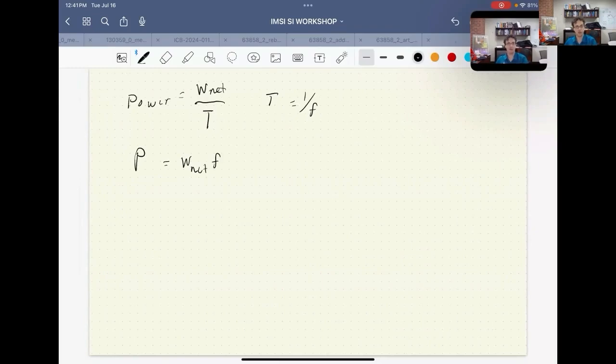And if we do a stress strain curve, then when we're dealing with stress and strain, we'll end up with the power over mass. We'll end up with the mass specific power. Okay, so power and mass specific power.